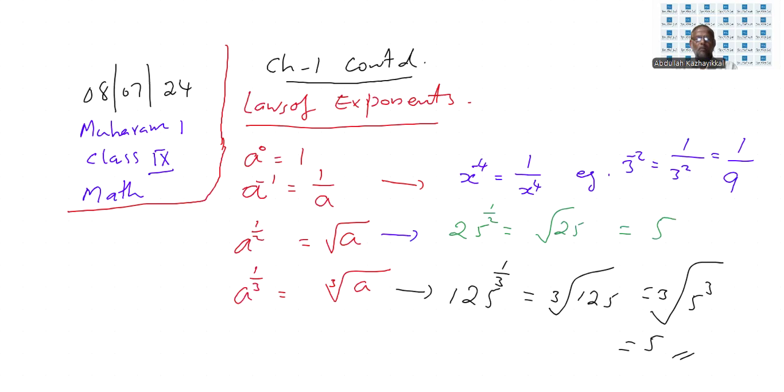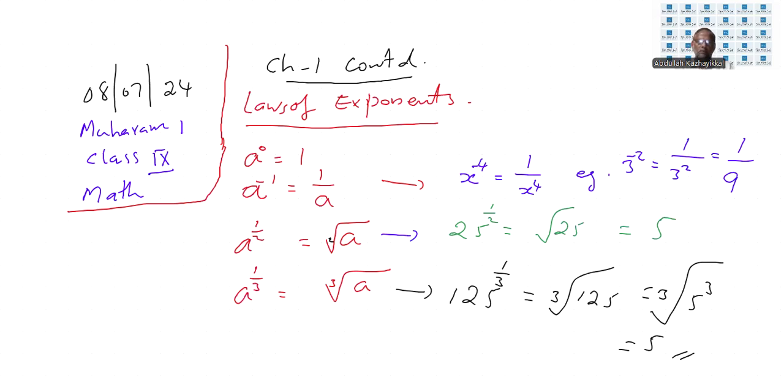A raised to half means square root of a. Are you following or not? A raised to 1 by 3 is the cube root of a. Here the square root has a 2 there, but we are not writing the 2. No need of writing the 2. We are not writing it for the square root only. Other things we are writing. Now listen here, please.